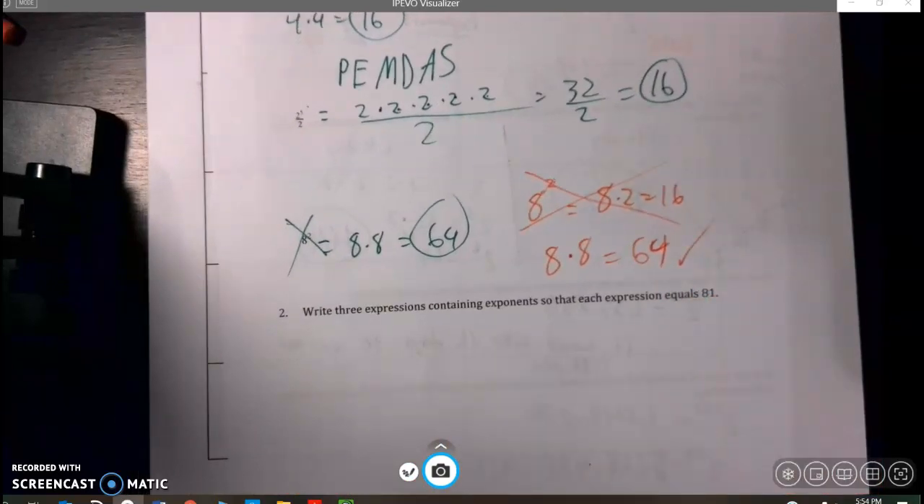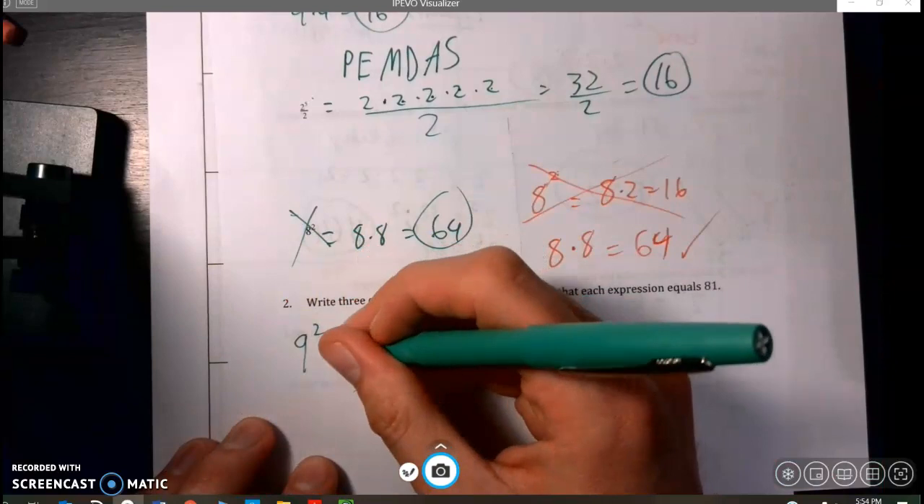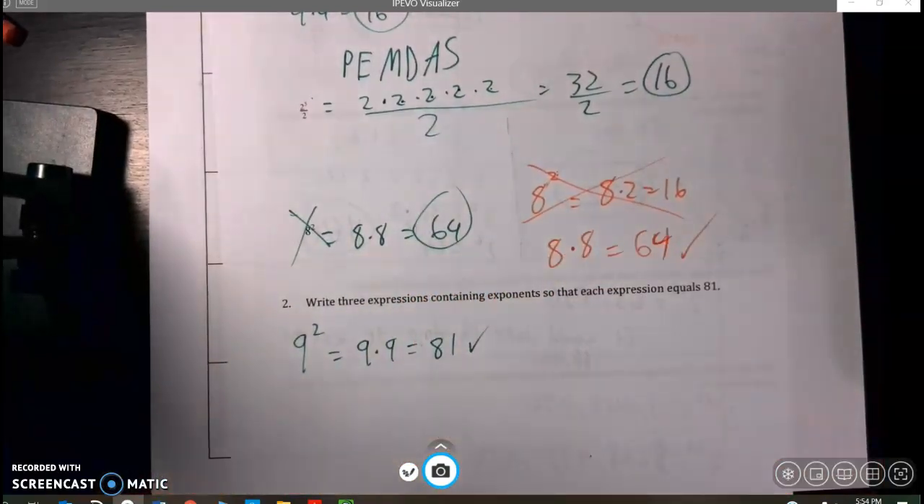And for the bottom part of this page, write 3 expressions containing exponents that each expression equals 81. So 81, that's a really common number that you should know right away. That's 9 times 9 is 81. So a number times itself can be written as an exponent, right? So 9 squared is 9 times 9, which is 81. So that's one way. Okay, so what else?